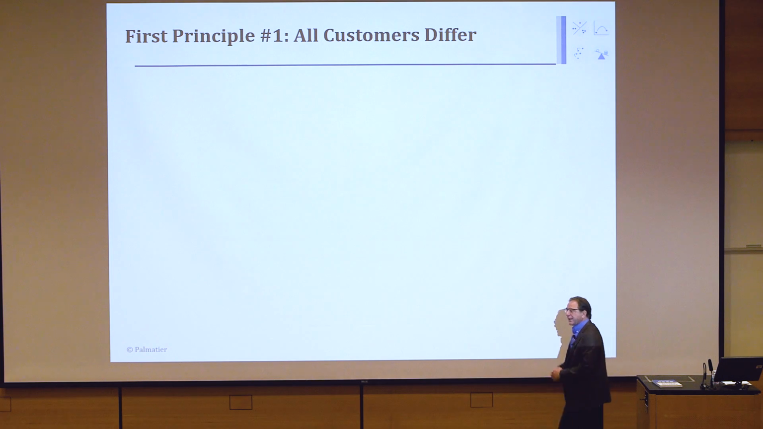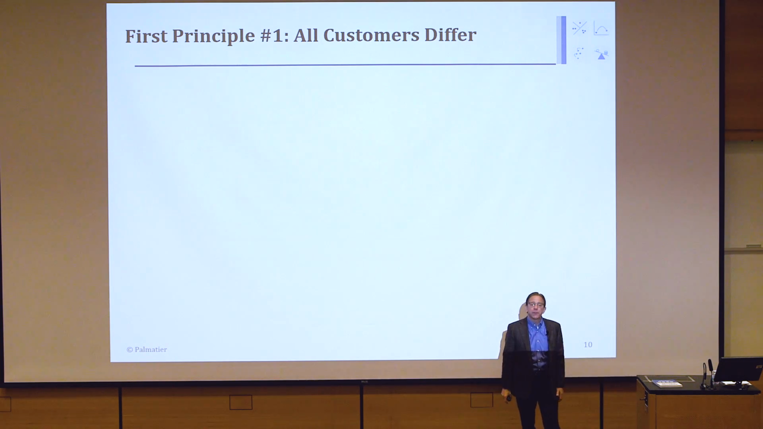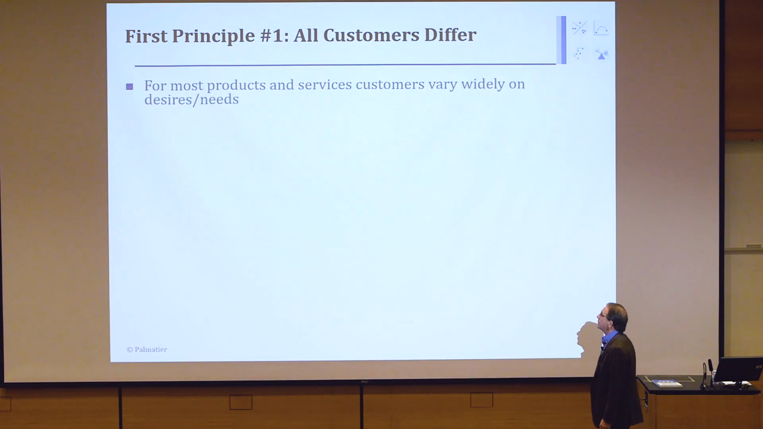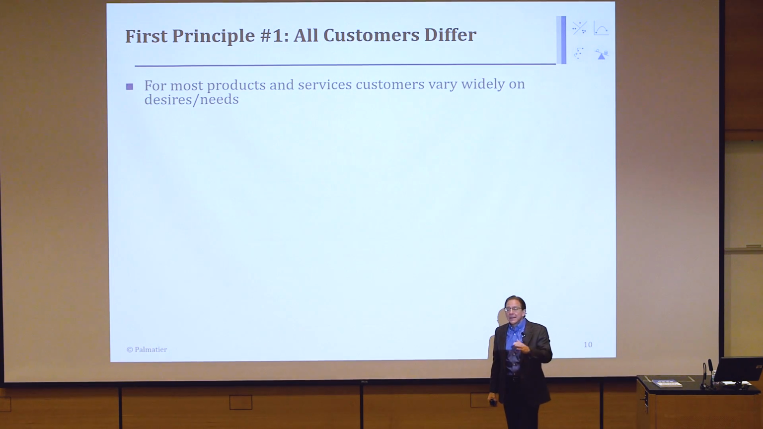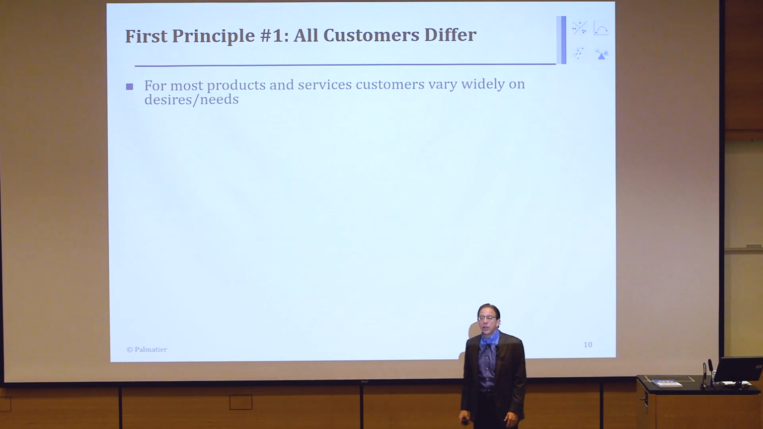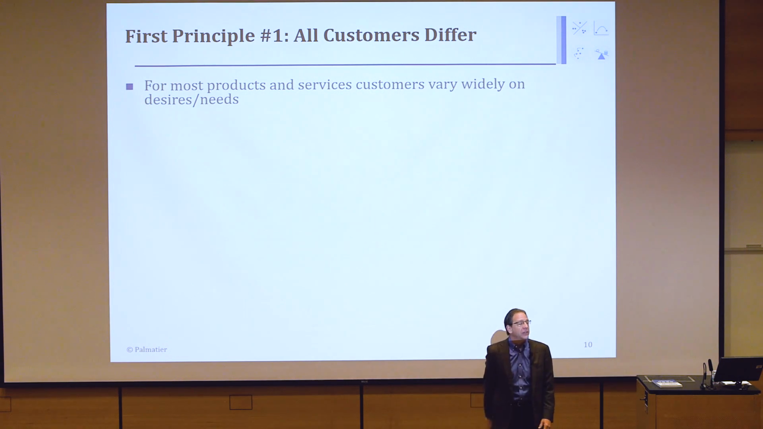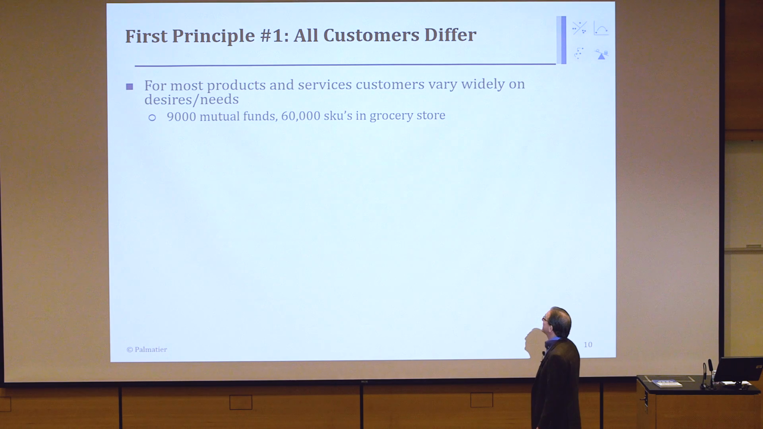Okay, now that we did a little overview of that, I'm going to go through each principle, just a couple slides on each one to give you that little executive overview. The first one, all customers differ. My premise to you is that for every product and service, customers vary in their desires and needs for that product and service.